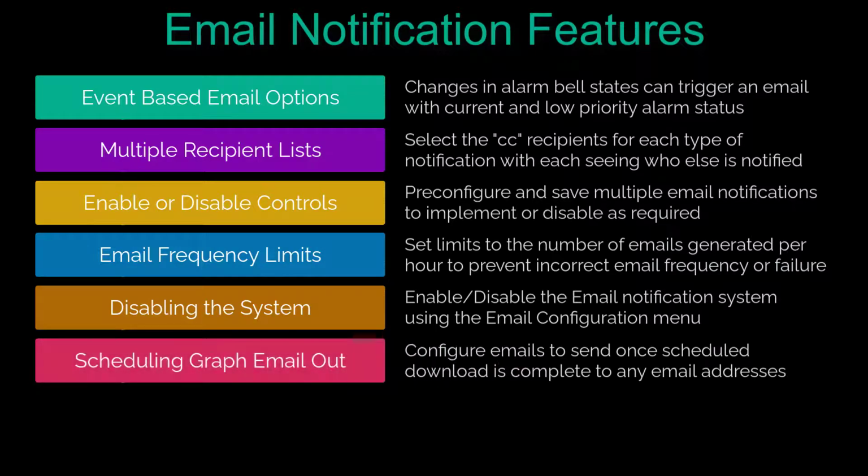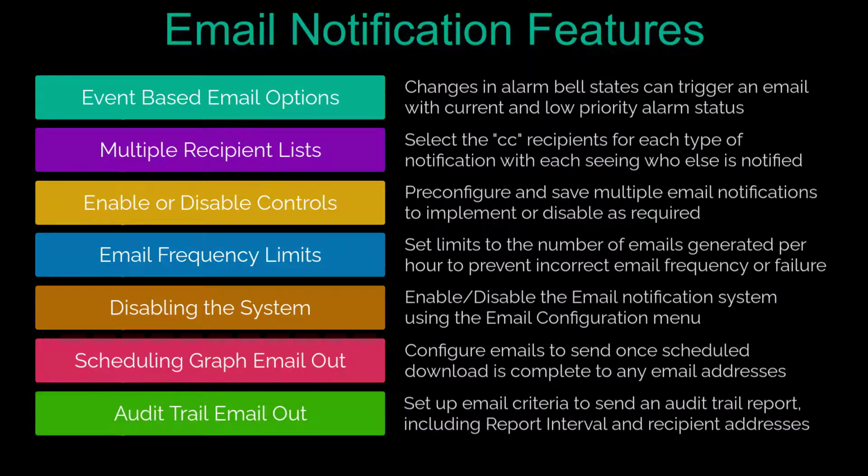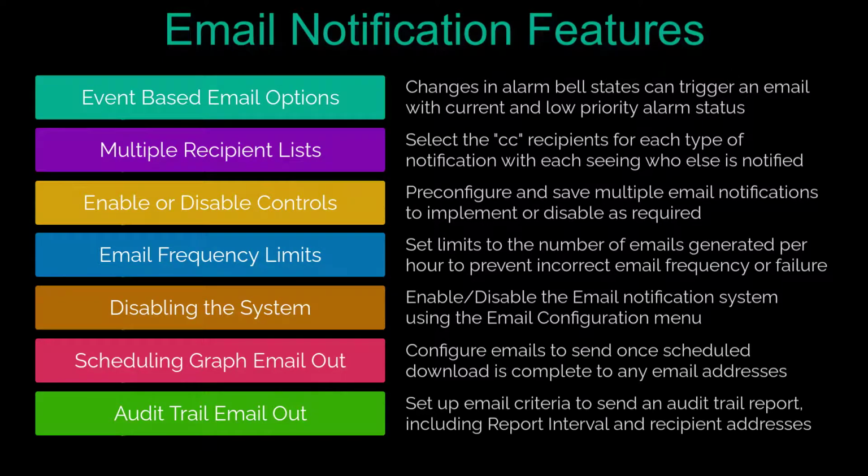Scheduling graph email out. Configure an email to be sent out once the scheduled download is complete to any selected email addresses. Audit trail email out. On the audit trail viewer, you can now set up email criteria to send for an audit trail report, including report interval and the addresses of who will get the report.